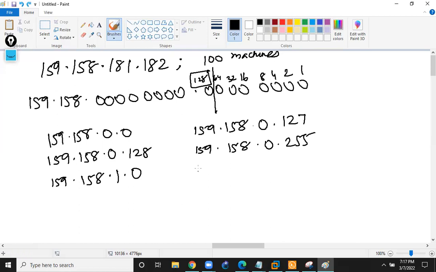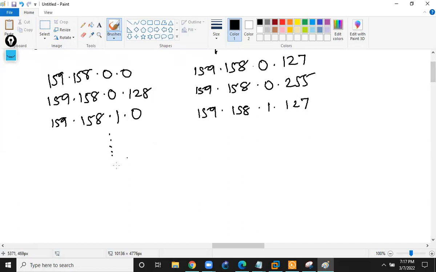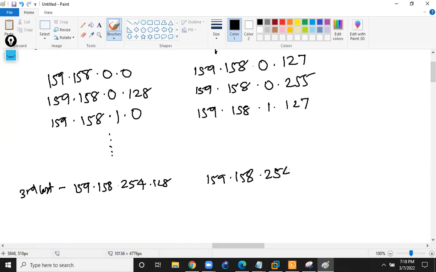Now, again, this one would be 159.158.1.127. Like that it goes, till, what is the third last? The third last. Yeah. 159.158.254.128. Want to discuss it? Sure. Okay. Now, what is the broadcast? 159.158.254.255. Okay. The second last.